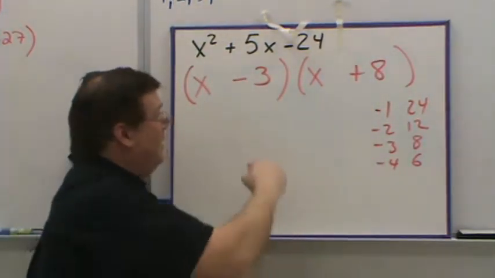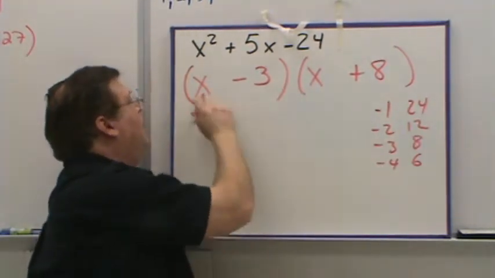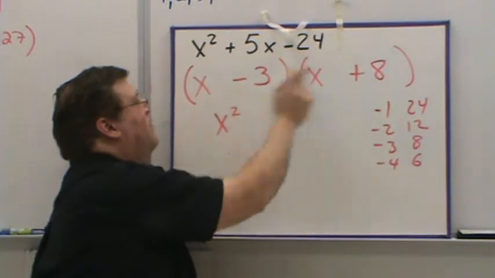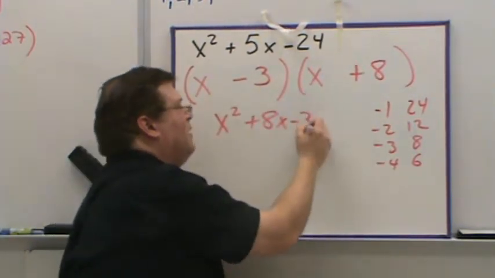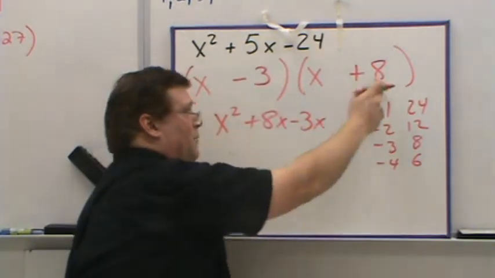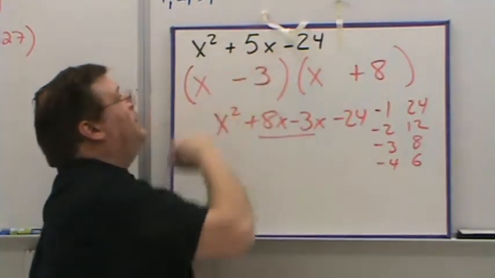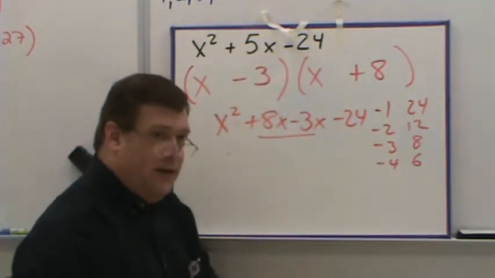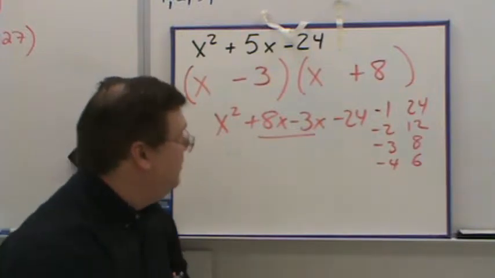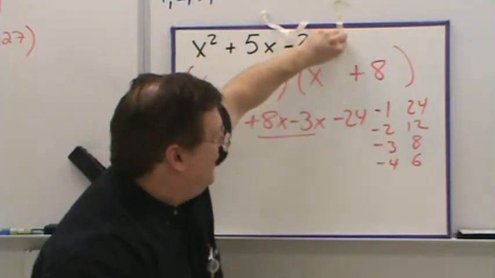Quickly double checking, we do our distributive property here. X times x, x squared, x times 8, plus 8x, negative 3 times x, negative 3x, negative 3 times 8, negative 24. These two do combine to give me the 5x, which gives me back the original trinomial there. This is the correct factoring of that quadratic.